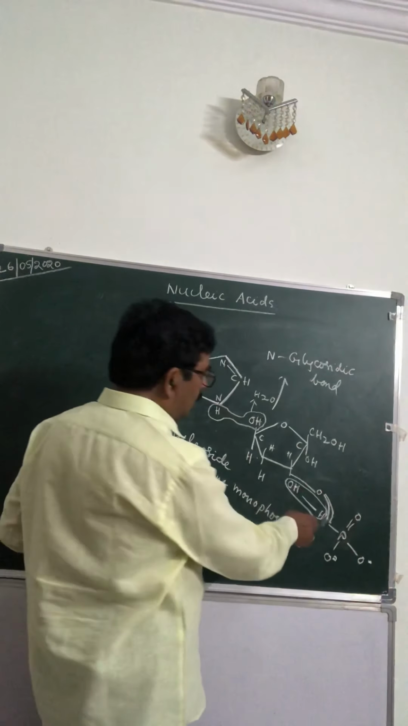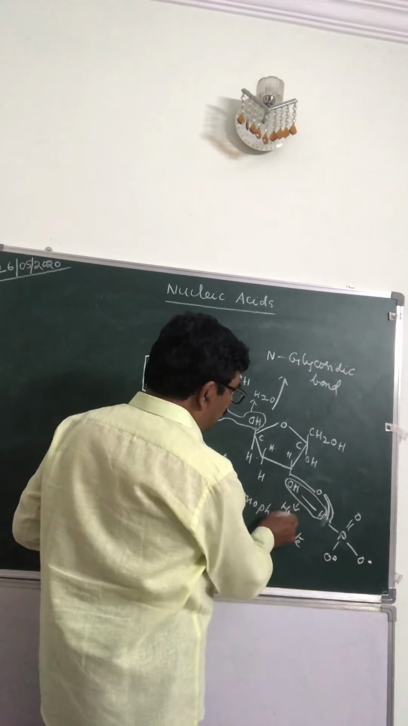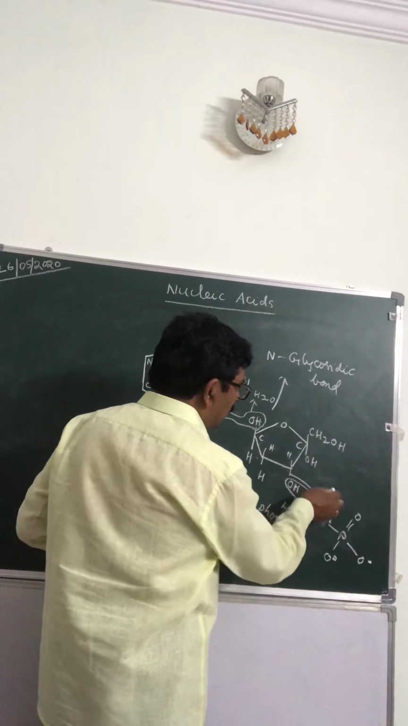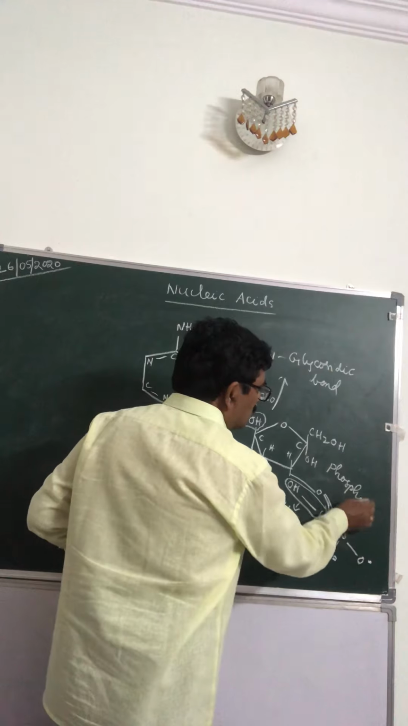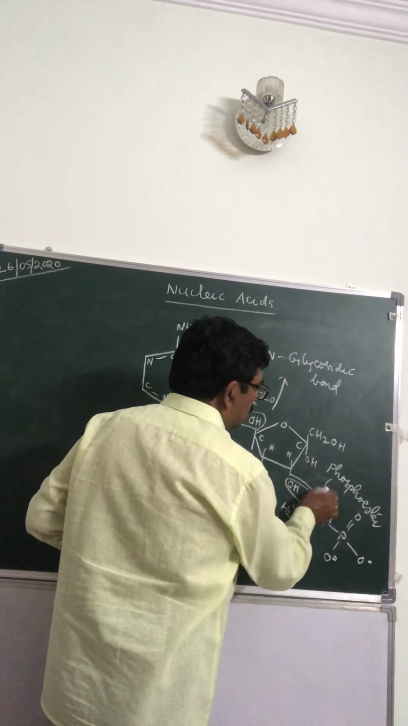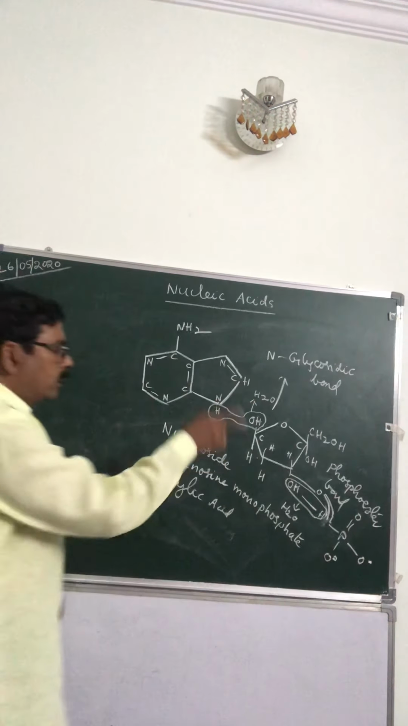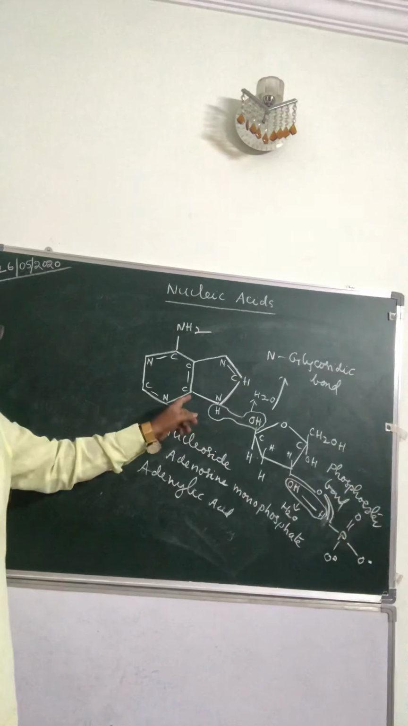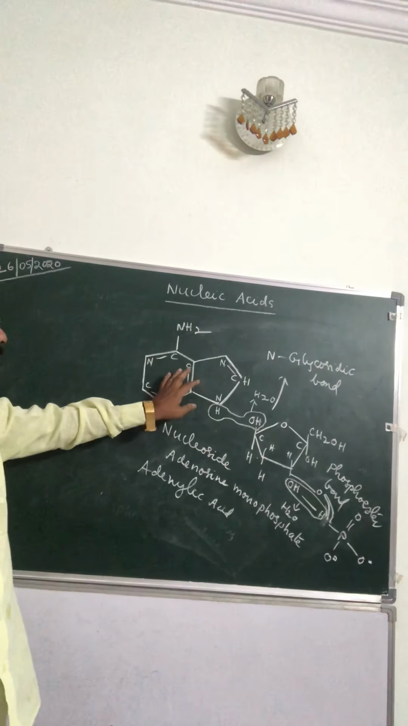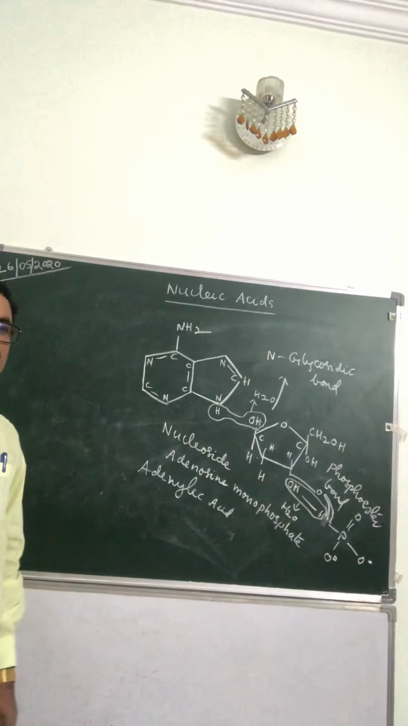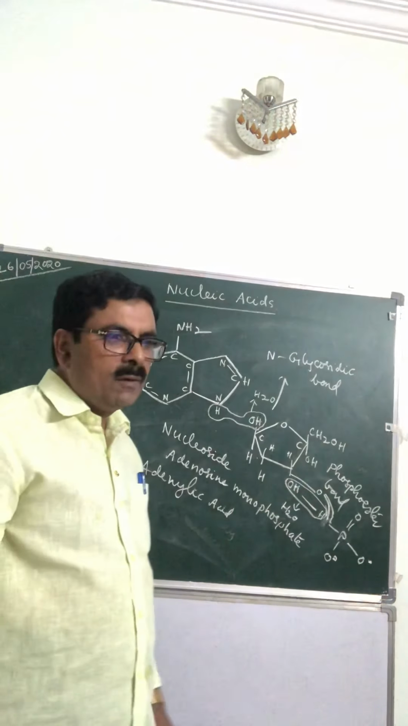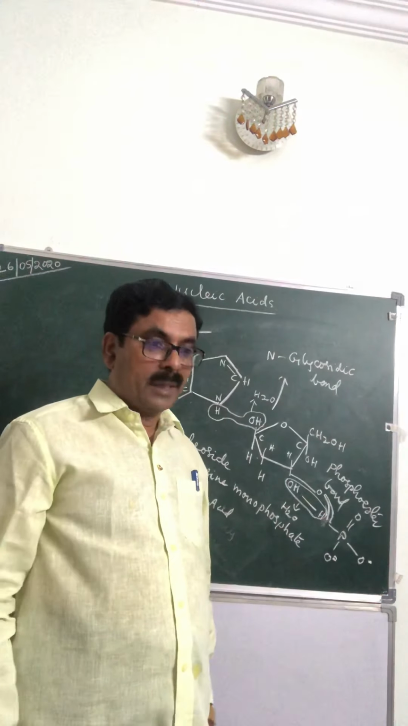The bond between the phosphate and sugar is called the phosphoester bond. So now we got a nucleotide. A nucleotide is a structure formed by nitrogen base, sugar and phosphate. All these three will unite together to form the structure called a nucleotide.